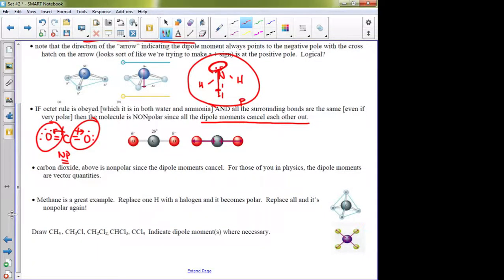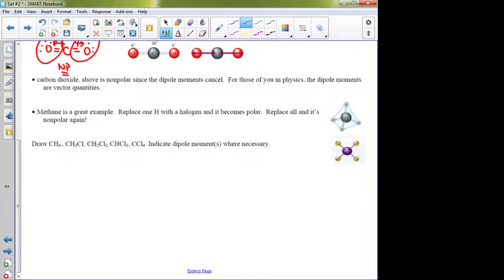Okay. So, let's look at CH4. Polar or non-polar? Non-polar. Why is this non-polar? It doesn't have any lone pairs, and all of this charge is distributed how? Equally. So basically, if it's carbon, it's going to be non-polar.